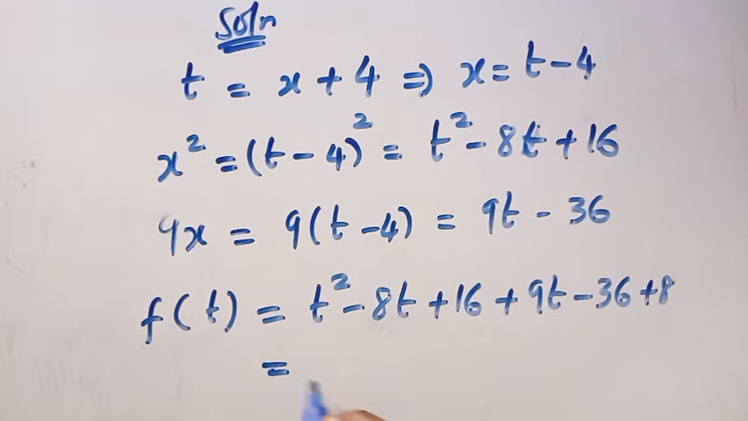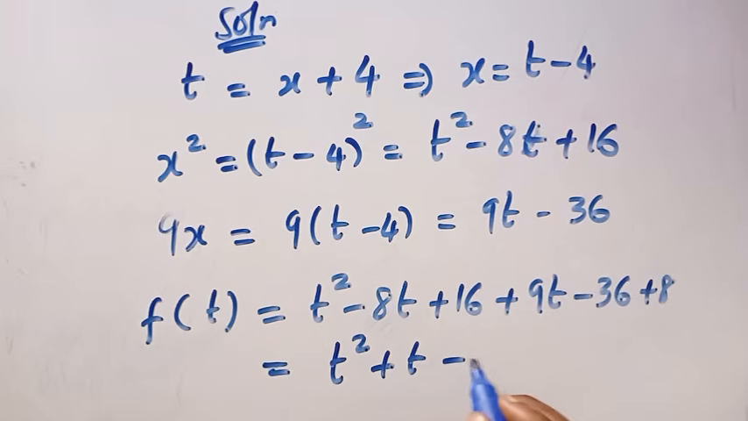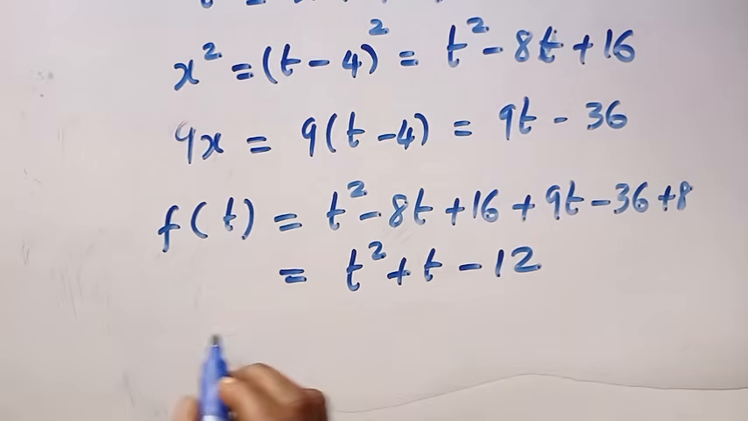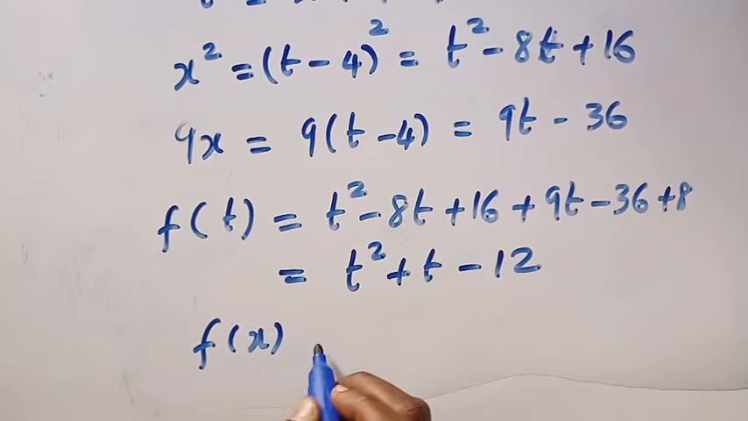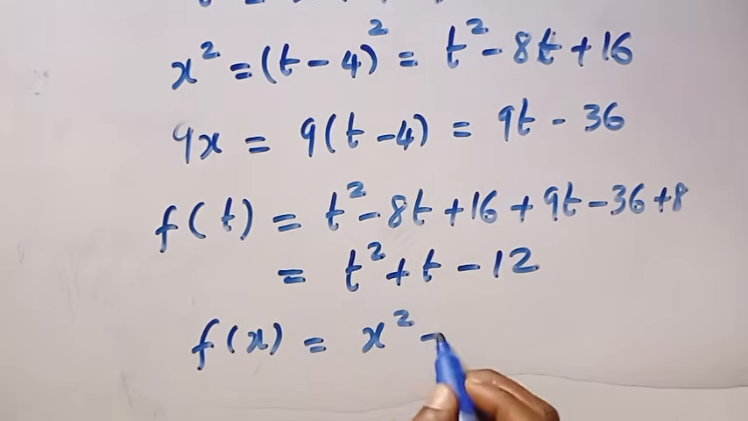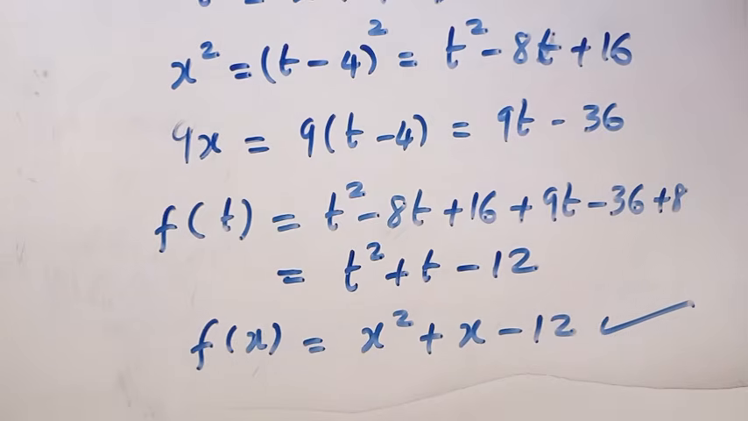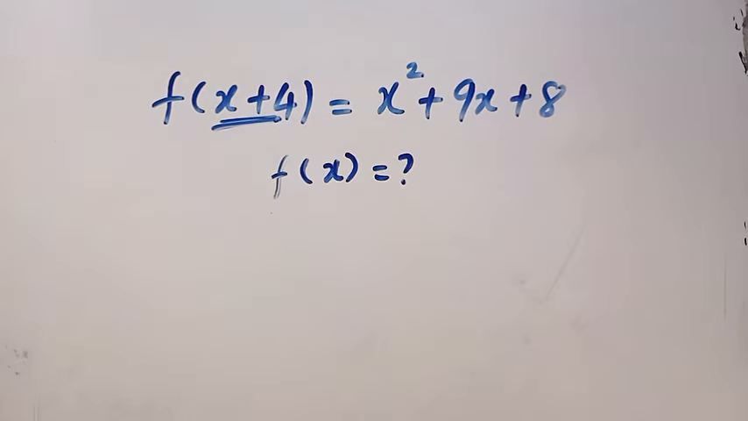Just as simple as it is. So the whole of this gives us t squared plus t minus 12. And by replacing t with x, we have f of x equals x squared plus x minus 12. Very simple, right? Let's see the second method.